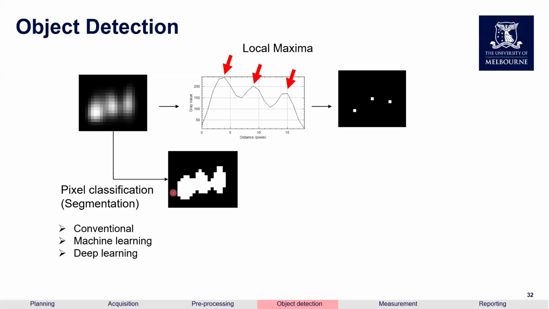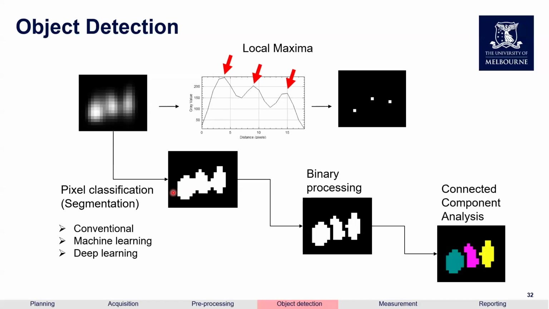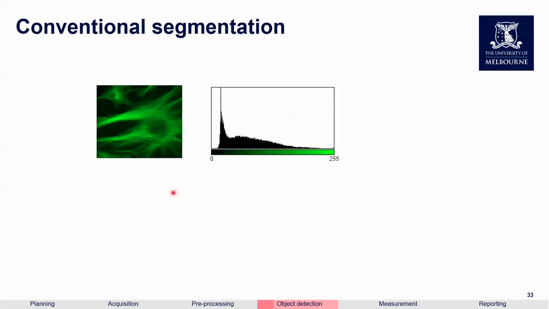Once we segment, we often need to do some additional post-processing, in this case splitting touching objects. And then we can finally group the pixels into individual particles. So let's have a look at the segmentation process. Out of 3 that I will cover, this is the conventional process.